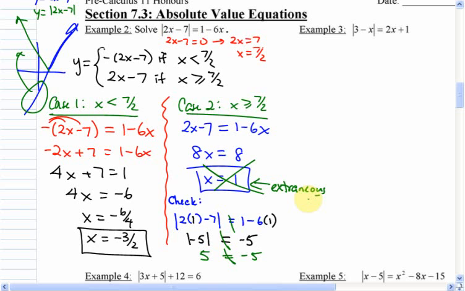Okay, let's think about this. Is there some sort of restriction? Watch. I'm going to circle two things. That's just one thing. Here's the other thing. So for case number 1, you said we're looking only at the graph where x is less than 7 over 2. Is this answer less than 7 over 2? Yeah. It works.